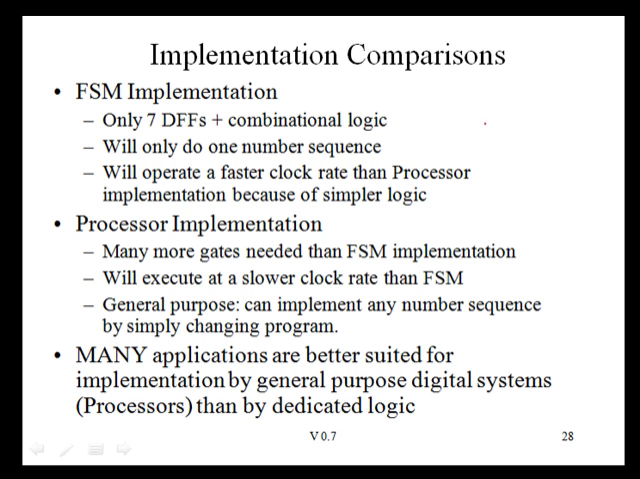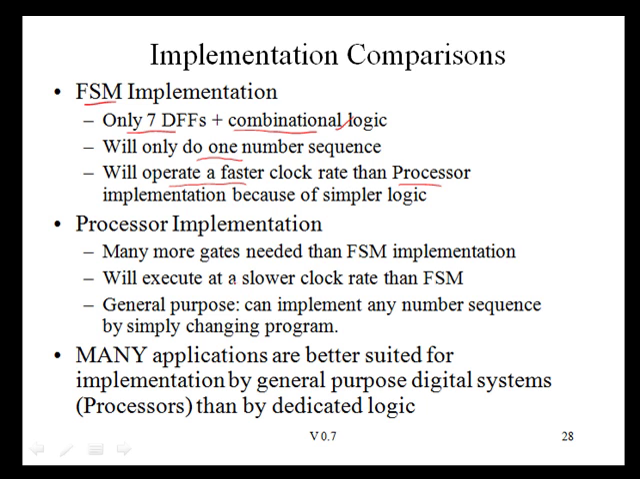So in comparing our two implementations, our finite state machine implementation only took 70 flip-flops plus a very small amount of combinational logic. The small amount of combinational logic will mean that it will operate at a very fast clock rate, much faster than our general purpose processor implementation. However, the drawback is that this finite state machine implementation can only do one number sequence.